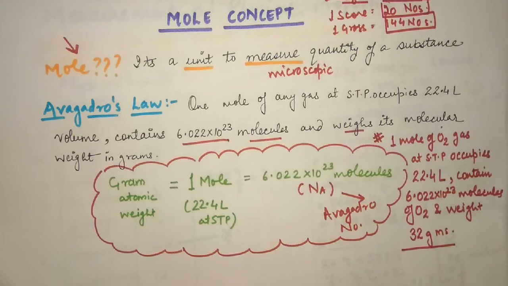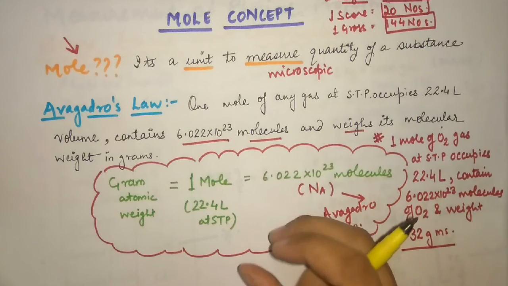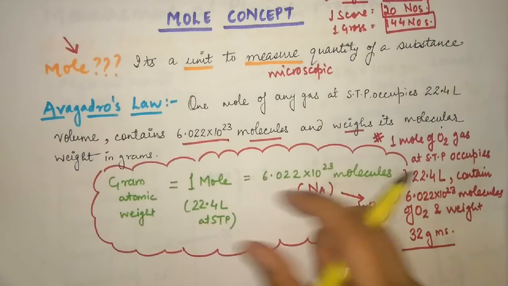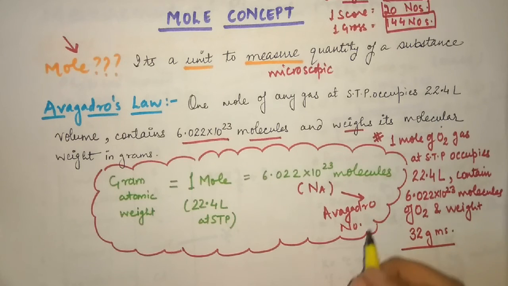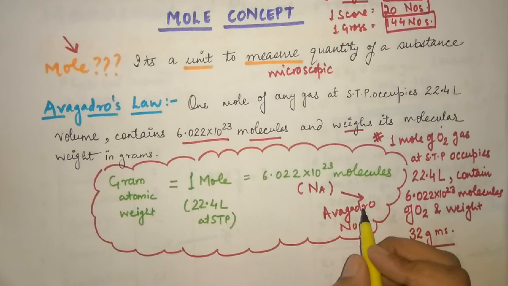See, I can never take 1 atom or 2 atoms. So if I'm talking about the minimum, I have to take 1 mole. So 1 mole will contain these many molecules of O2. See, if you're talking about an O2 oxygen sample, that means I'm talking about O2.